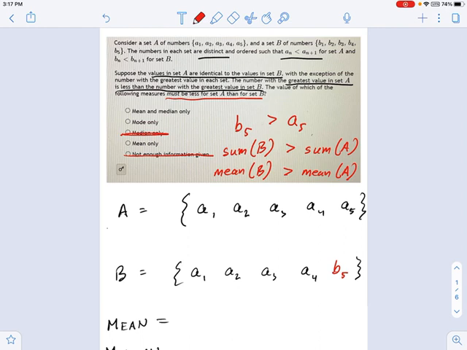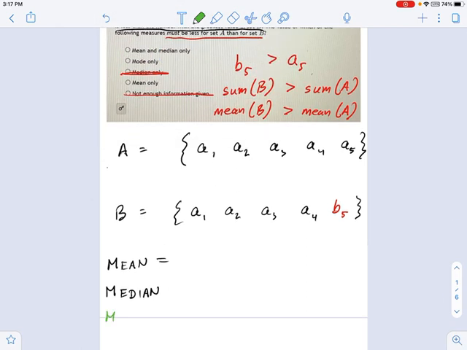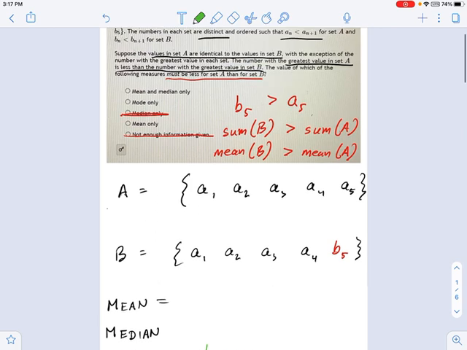Remember what mode means. Mode, in math words, is most common. So if I told you that all these numbers are distinct in set A, that means there's no repeats. That means there's no mode because there's no most common number. So mode is just a red herring in this problem. There's no possibility of even figuring out what the mode is when they're all unique numbers.